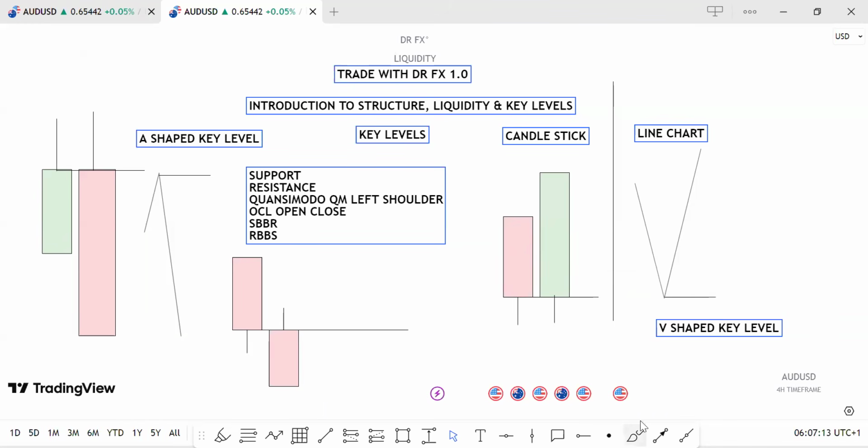Then secondly, we're going to be talking about what? Resistance. How does resistance look on the line chart? Resistance is a point in the marketplace.